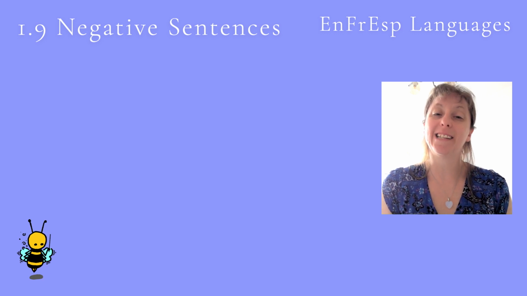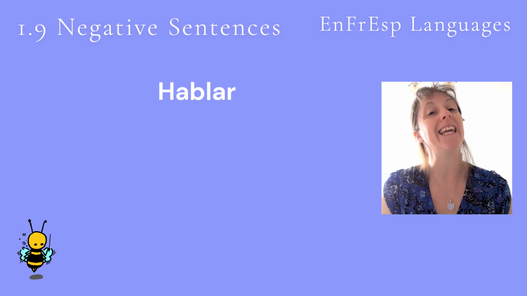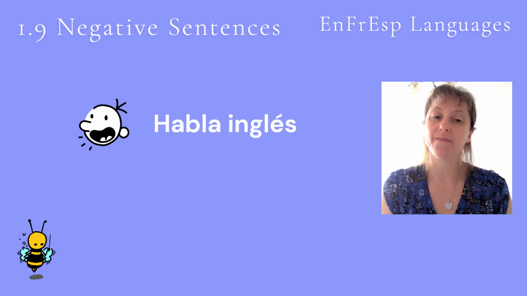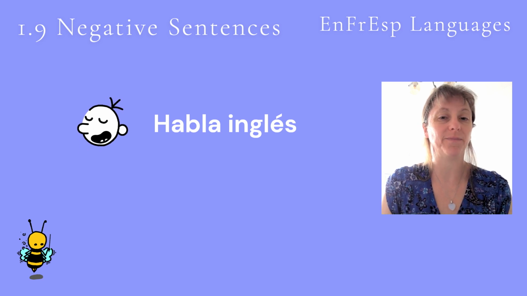Let's look at another example of a negative sentence. In video 1.5, conjugation, we learned how to conjugate the verb hablar, to speak. And in our last video, 1.8, we learned how to say nationalities, and one of them was inglés, or English. We can put these together and say, Habla inglés. He or she speaks English. Let's hear it again. Habla inglés.